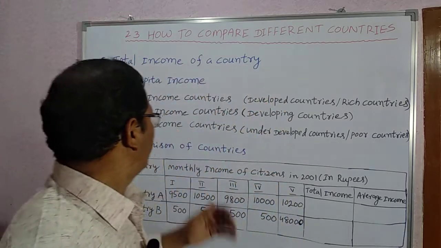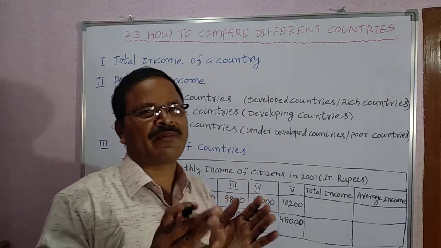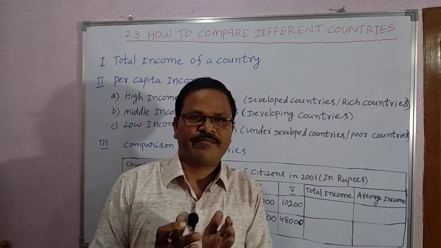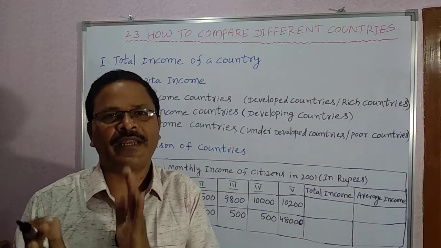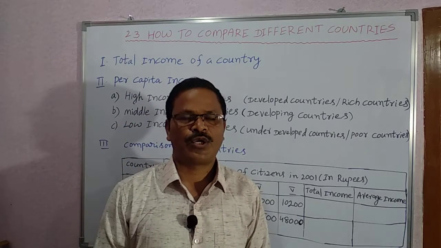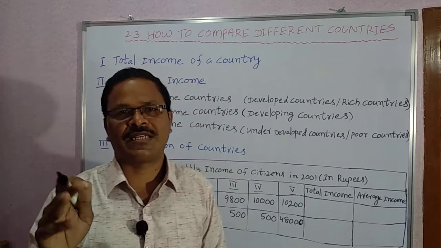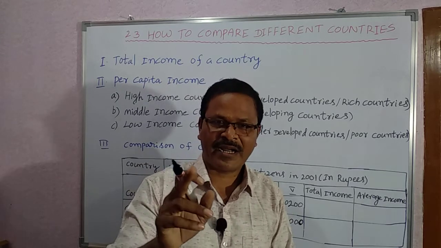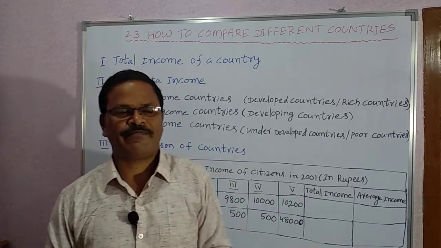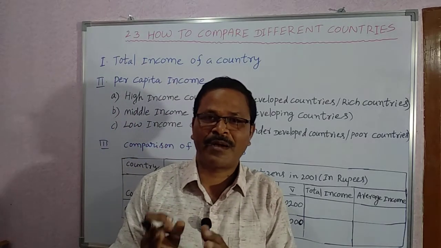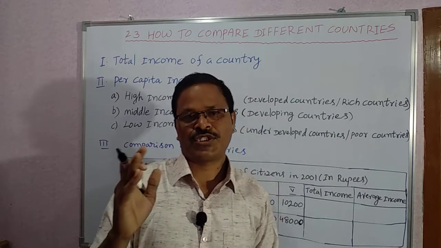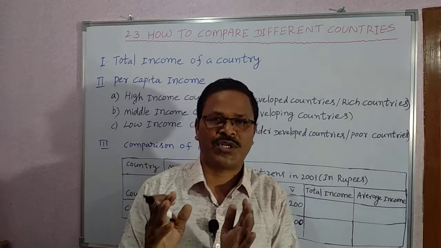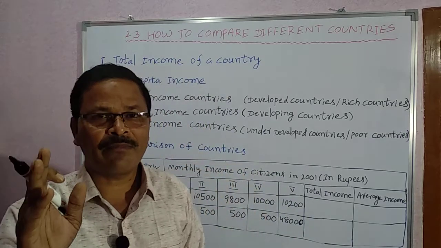Now let us know the middle income countries. India is in this category. Countries with per capita income between $1,036 and $12,599 US per annum in 2012 are called middle income countries.